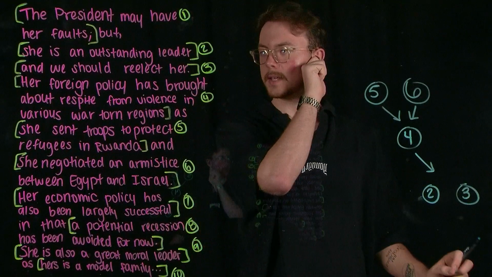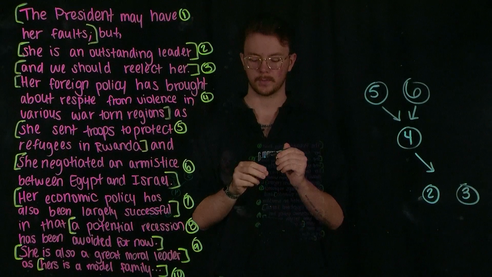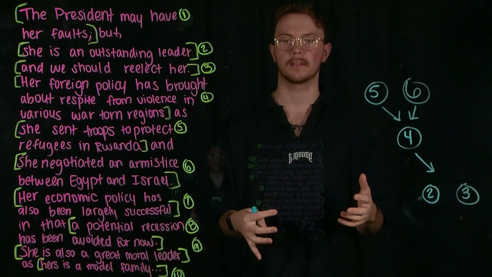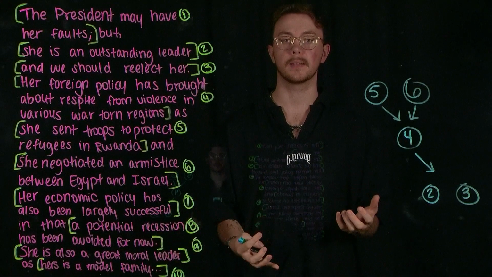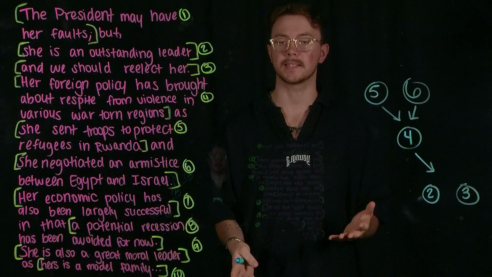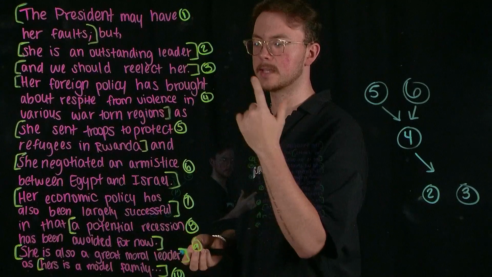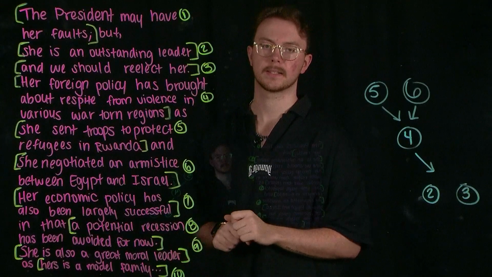Her foreign policy has brought about respite from violence in various wars. How do they prove that that policy has brought respite? What is the proof? Does it depend on anything else in the argument? Yes, it does. What does it depend on? Sending troops to protect refugees, and it depends on the armistice.